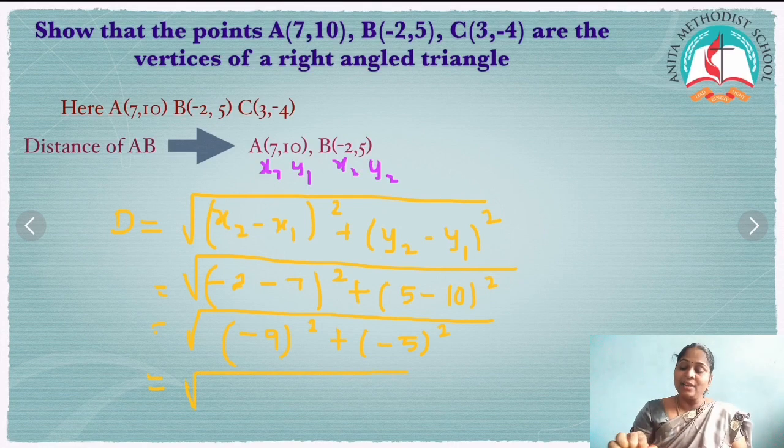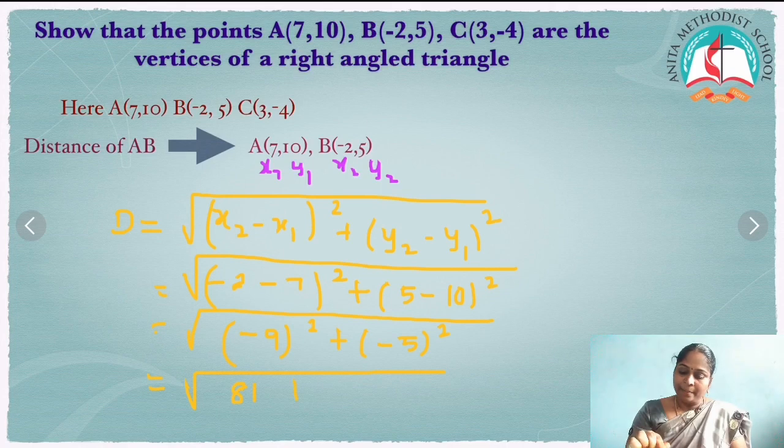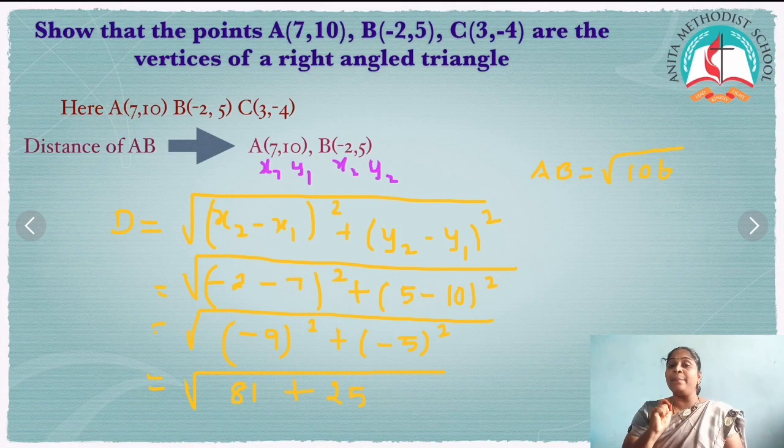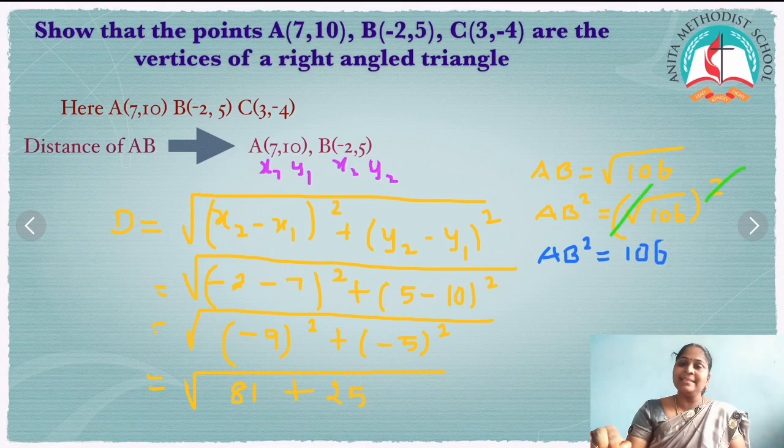Now minus 9 the whole square. How do you write minus 9 the whole square? Minus 9 into minus 9 is plus 81, plus minus 5 into minus 5, plus 25. Now we can add these two. So AB equals square root of 106. So we need to find AB square. Take square on both sides, so square and square root cancel. So what is AB square? AB square equals 106.